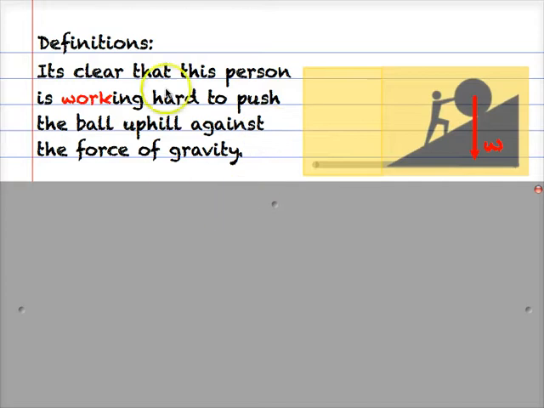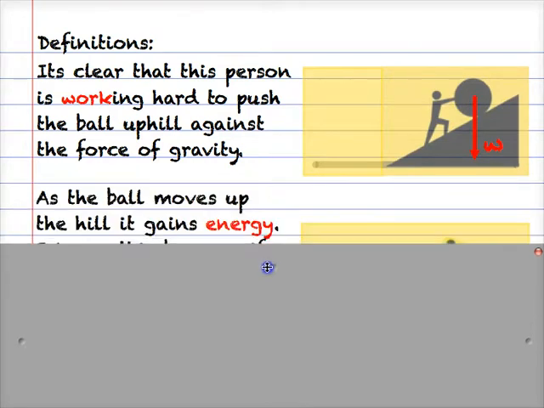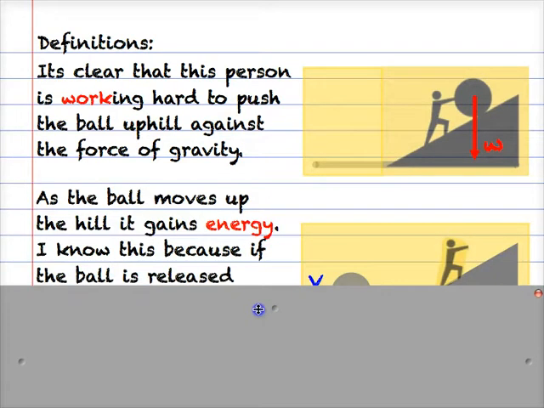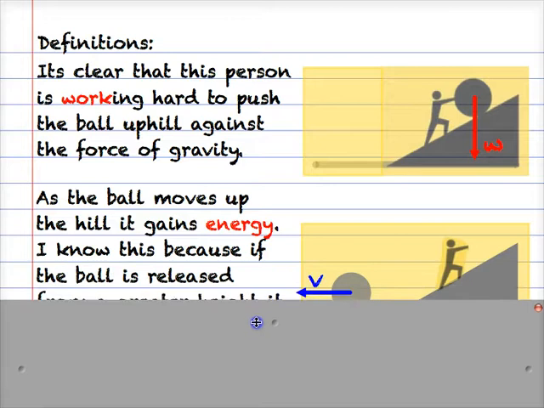So let's look at some definitions. Going back to the person on the sign, it's very clear that the person here is doing work, they're working hard to push this ball uphill against the force of gravity, against the weight of the ball. The heavier the ball is, the harder it is to push up the hill. As the ball moves up the hill, it gains energy. The higher up it goes, the more energy it's got.